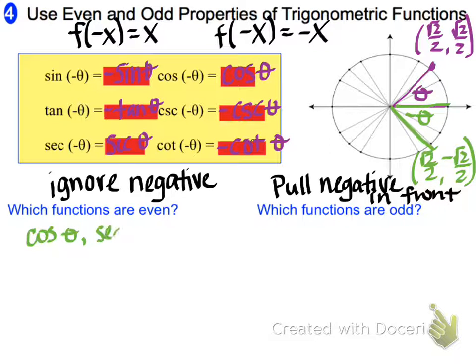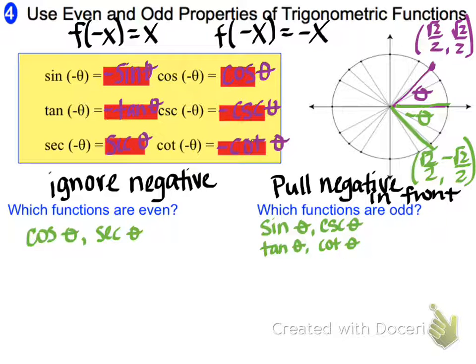So, looking for our even functions, it looks like we have cosine and secant, because the cosine of the negative angle is the same as the cosine of the positive angle. So cosine and secant are our only even functions. And in terms of our odd functions, we have sine, cosecant, tangent, and cotangent. So basically all the rest are odd.